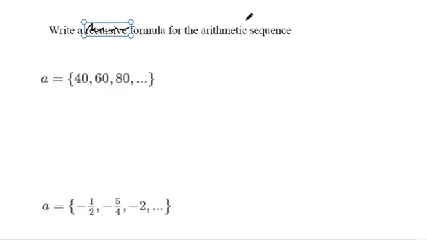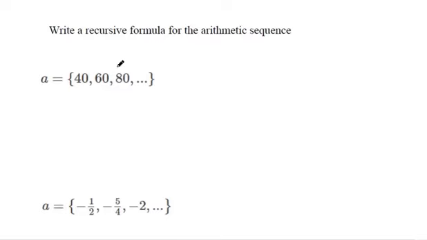You can forget about this word recursive for just a second and we'll focus on an arithmetic sequence. This is an example of an arithmetic sequence because it's increasing by the same amount each time. We're going up by plus 20 each term. Okay, so it's arithmetic. It's arithmetic if it's decreasing by 20 each term or if it's decreasing by the same amount from one term to the next.